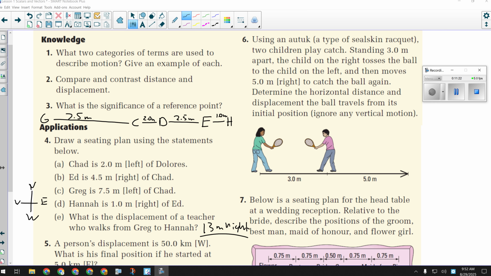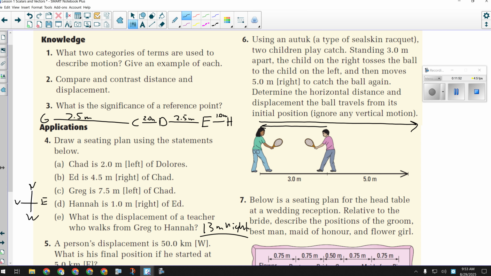So the key part of this that oftentimes people forget is that this ball covers the 3 meter distance twice, right? First, the ball starts with the standing 3 meters apart. The child on the right tosses the ball to the child on the left. So the ball actually goes to here, okay? And then it goes all the way out to here.